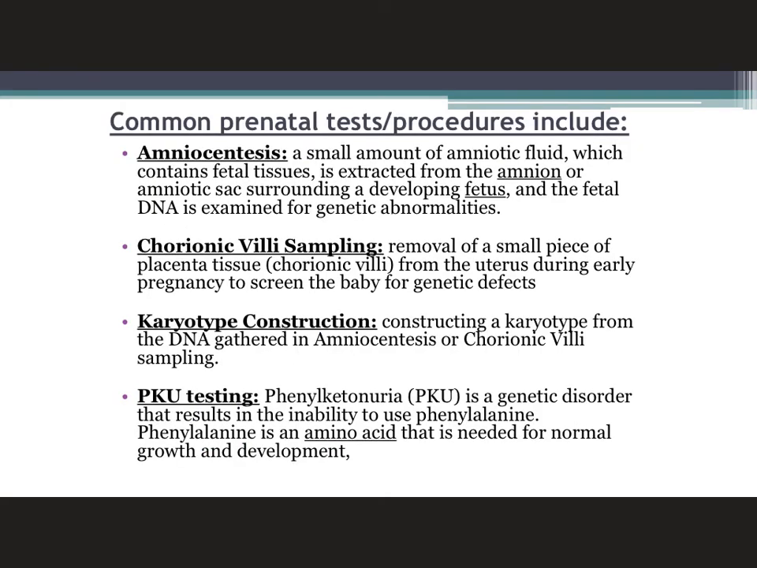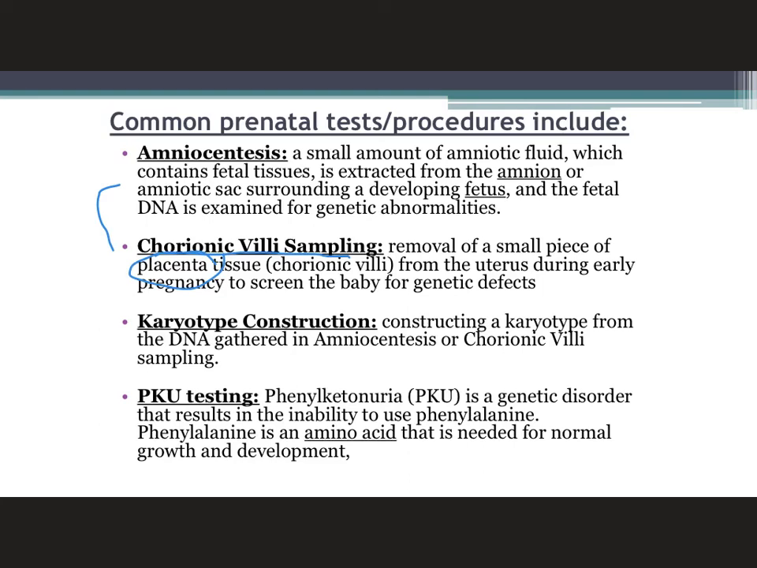Amniocentesis and chorionic villi sampling are very similar to each other. Chorionic villi sampling has to happen early in development. So between like 6 and 8 weeks, a small amount of placental tissue called the chorionic villi is taken out of the mother to screen for the birth defects. Again, that's a good way. You're essentially getting the baby's DNA.